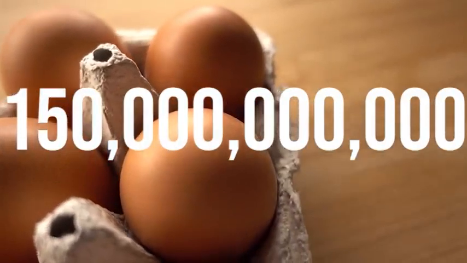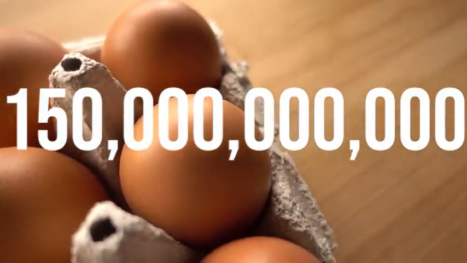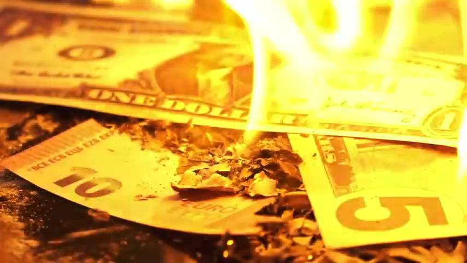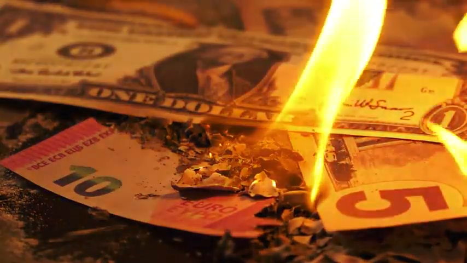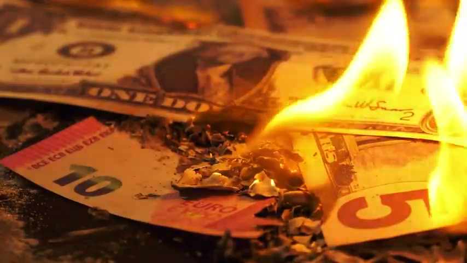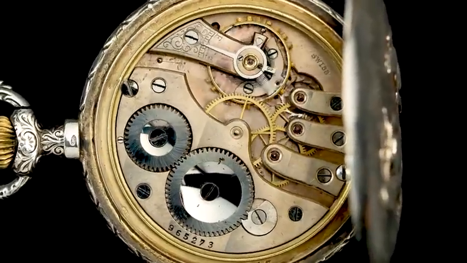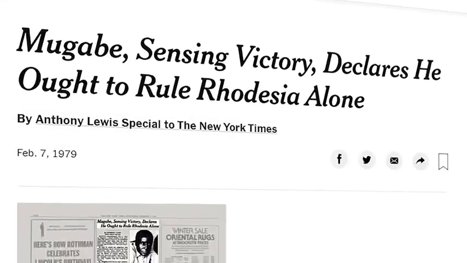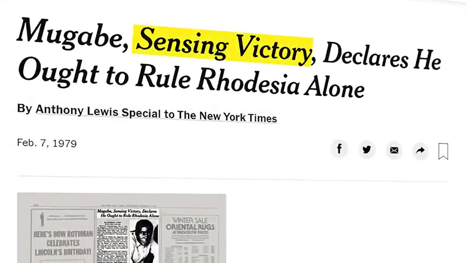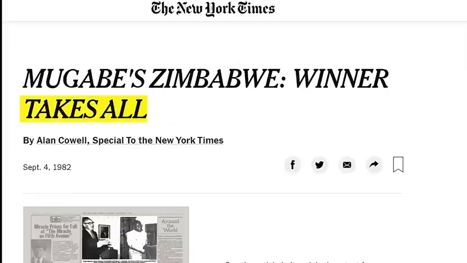150 billion Zimbabwean dollars got you 20 eggs, and an average retirement pension paid out 130 billion, which at one point was worth less than $1. To understand what led to this, we need to understand history. After years of fighting between the white regime and black nationalists, Zimbabwe gained independence in 1980. Robert Mugabe emerged as a national leader and was able to consolidate his powers.